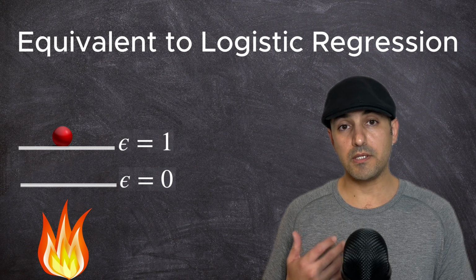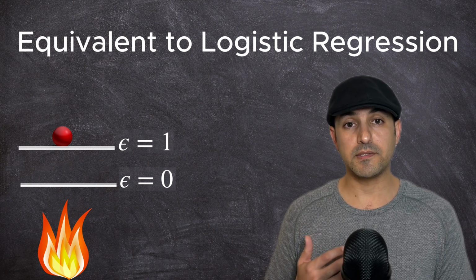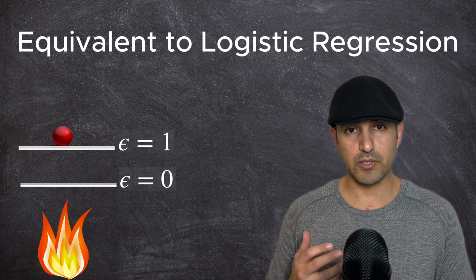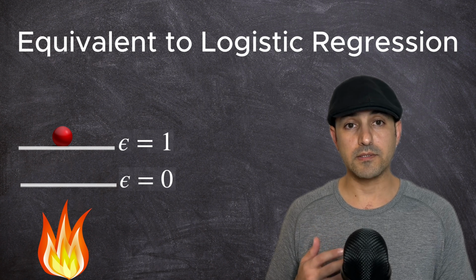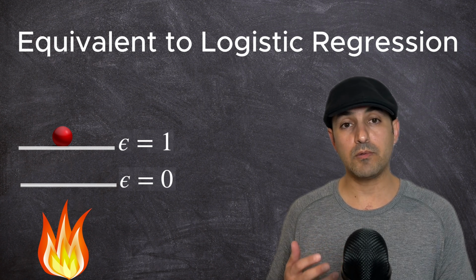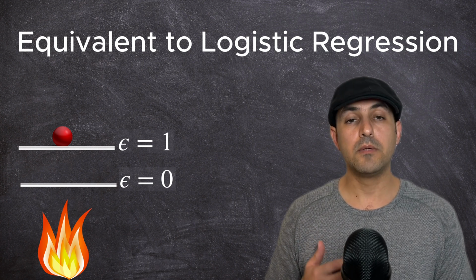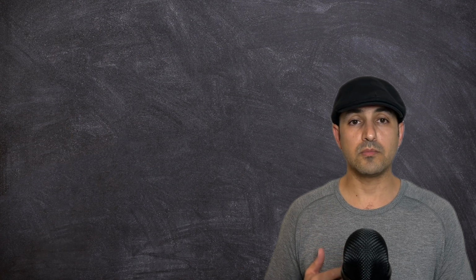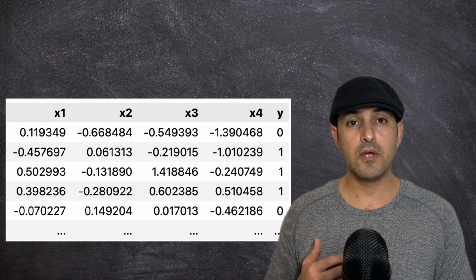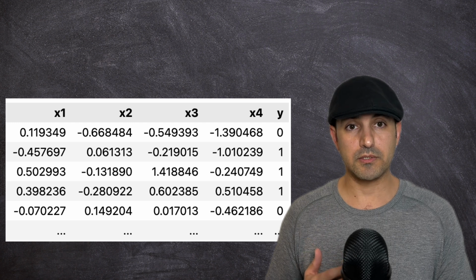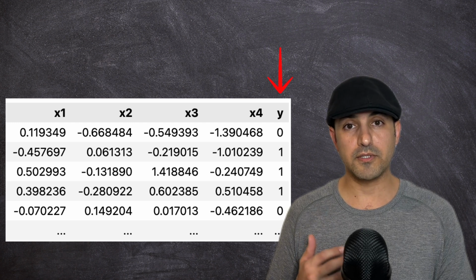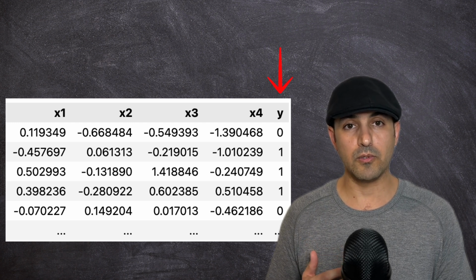Let's now switch gears and see how this physical system of a particle next to a heat reservoir with access to two energy states is equivalent to logistic regression in machine learning. Let's assume that we have collected some data and stored it in a spreadsheet. And the last column of the spreadsheet is a binary variable.